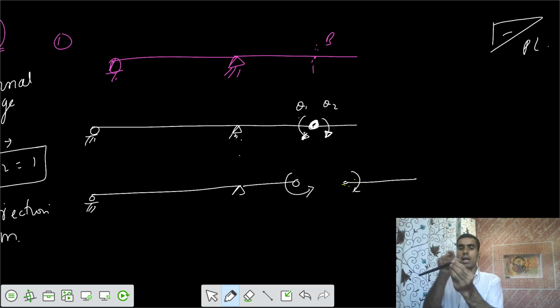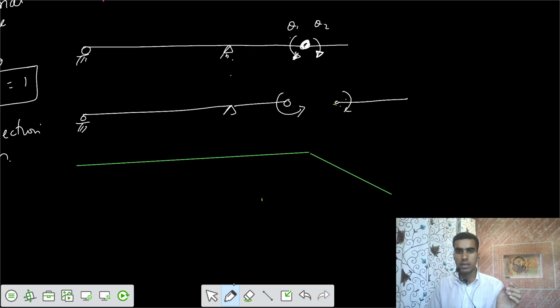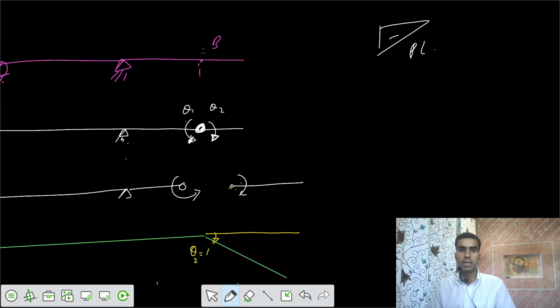And for this part we have ILD 0, because if there was some moment, it would form a curvature of the beam. But for the ILD, if there is curvature in a statically determinate beam, the ILD would be 0. So for this part, the ILD is 0. After that, there is a downward rotation. The theta developed here is θ2 equals 1. Once you apply a unit rotation of 1, let's say this is some length.